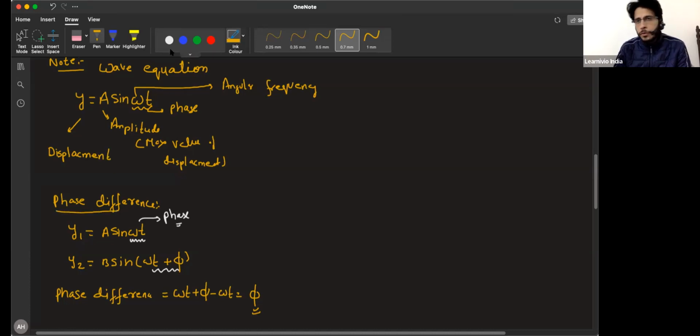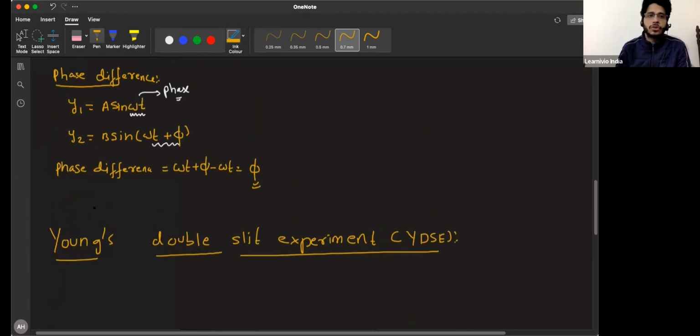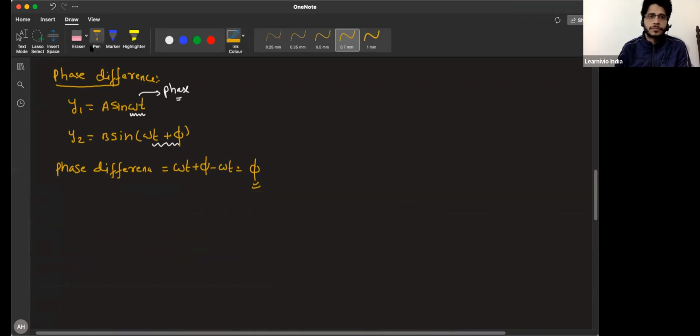So you should know the wave equation before starting interference. Then you should know phase difference, and the last thing that one should know is path difference.